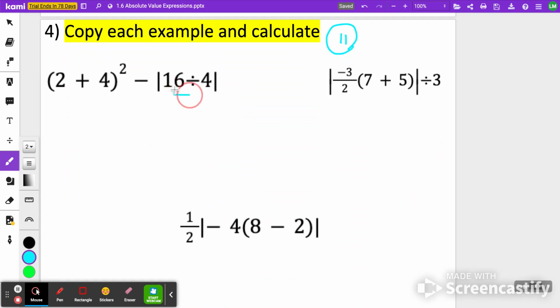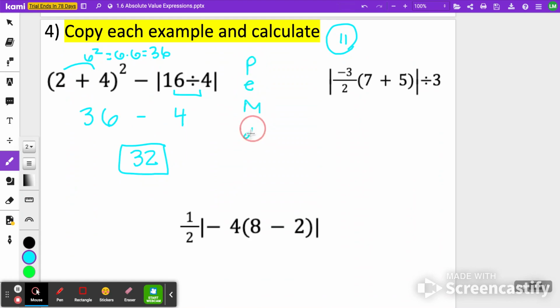All right, starting over here with my absolute value. 16 divided by 4 is 4, and the absolute value of that is just 4. And then here on the left side, I have 2 plus 4, which is 6, and 6 squared means 6 times 6, which is 36. So with this first one, I know it looked crazy to begin with, but really it's just 36 minus 4, which is equal to 32. It's so important that you take each one of these and think about their individual order of operations, because once you break it down into a smaller piece, it then becomes more manageable.